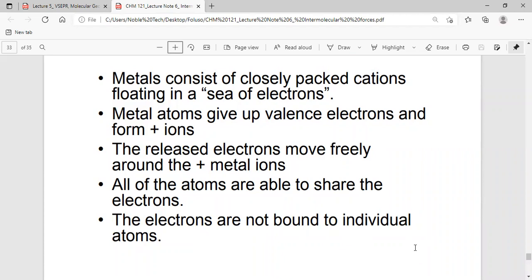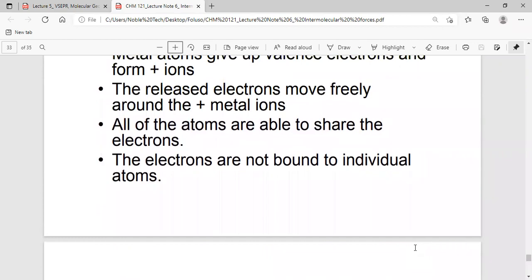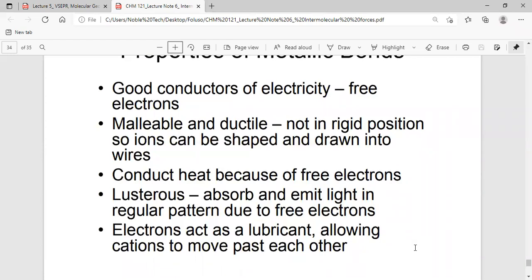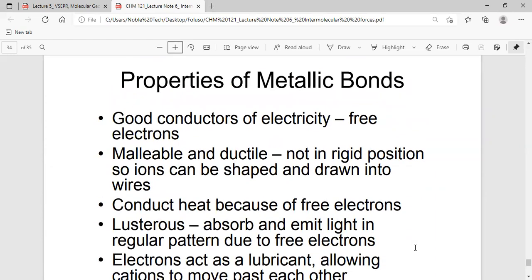In some cases, they even give the lustrous nature, the ability to shine, as you can see in the case of gold. You have good ability to conduct electricity because of the free electrons. They are malleable and ductile because the electrons binding them together are not in rigid positions. So iron can be shaped, can be drawn into wire and the like. They conduct because of the free electrons, and they can absorb light and shine, so they look lustrous.